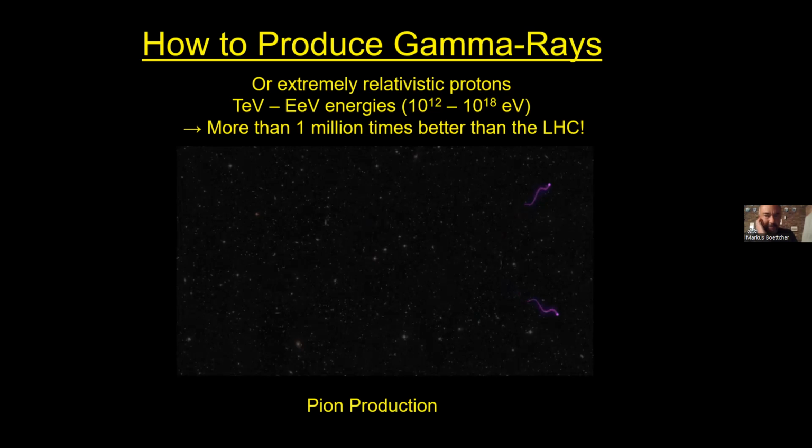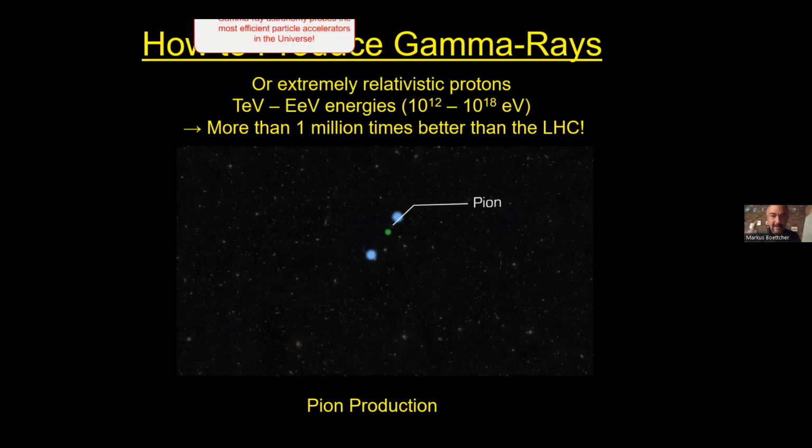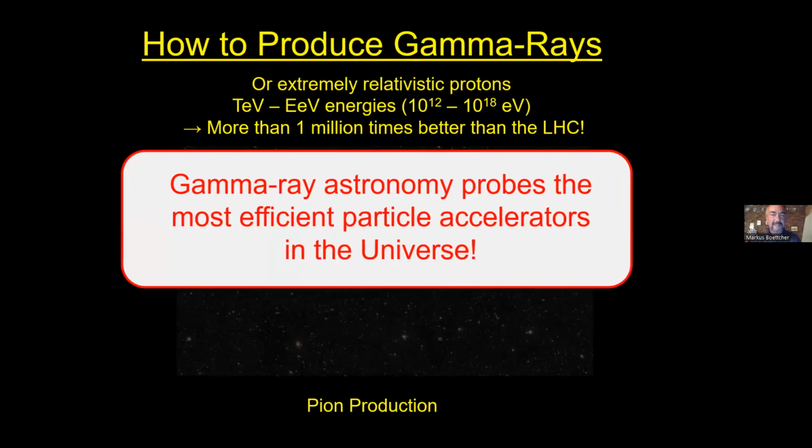So we may be proud about the big particle accelerators that mankind has managed to fabricate, but nature actually just laughs at that because it can naturally do 1 million times better than that. So the upshot of this is that we do gamma ray astronomy. We're probing the most efficient particle accelerators in the universe, and in that sense, we're probing the most violent places in the universe. So hence the title of the talk, The Violent Universe.